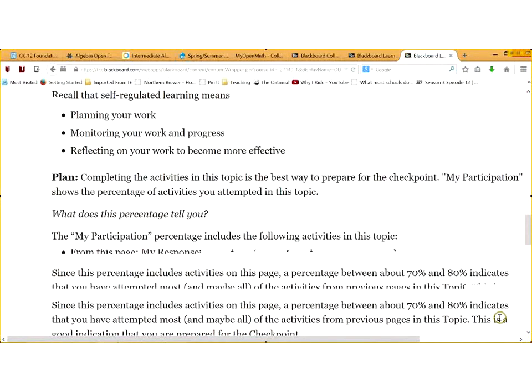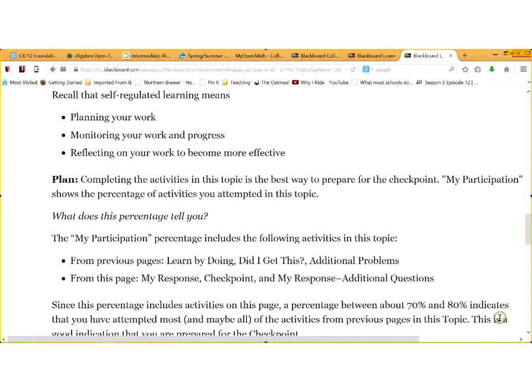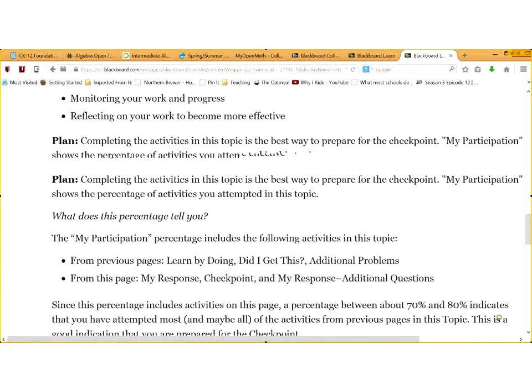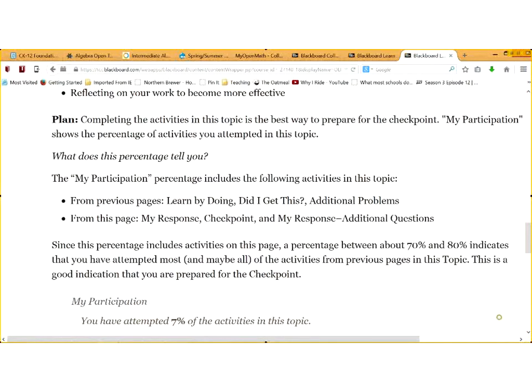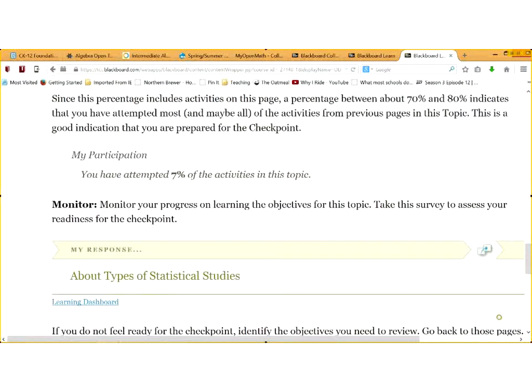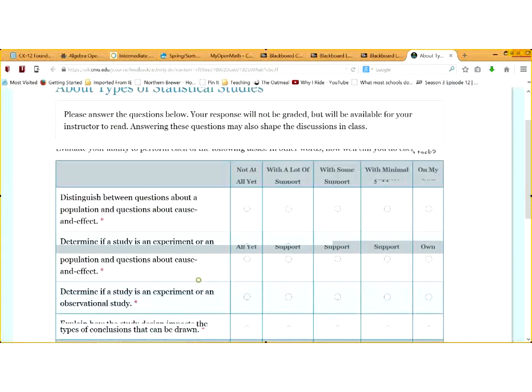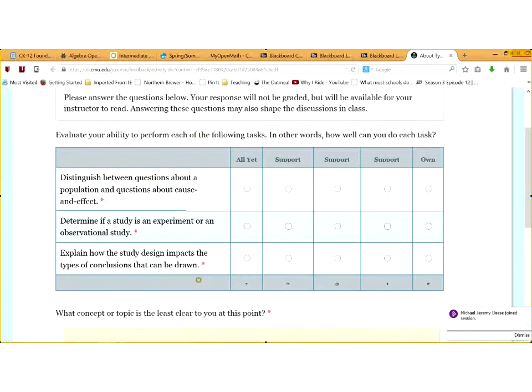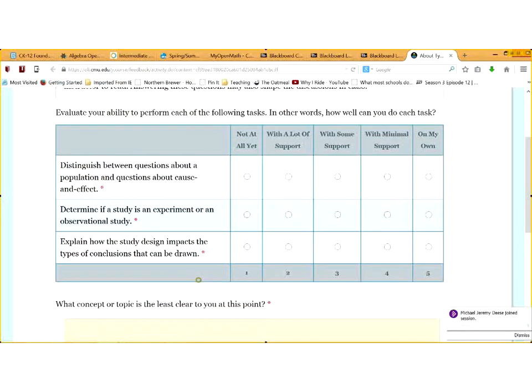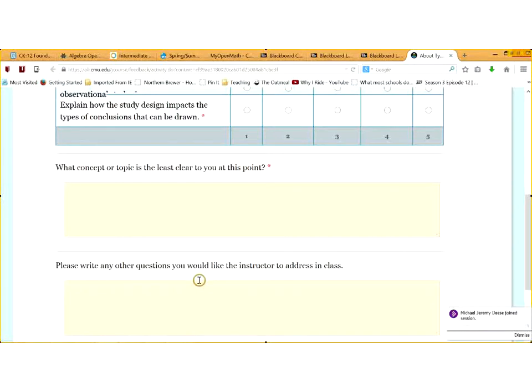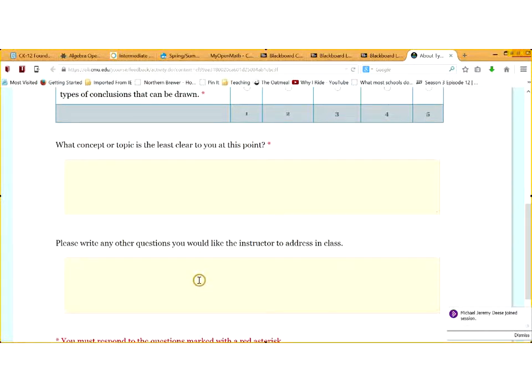Now it says there's a My Participation page, which includes the following activities, but which includes things on this page, as it says. So don't expect to see this number being 100%. Mine is only 7% because I think I did one problem. The My Response, if you look at this, it says, this is not a bad thing. It sort of gives you some idea of where you stand. But as far as other questions you might have, I would generally post these to Piazza, not on here.